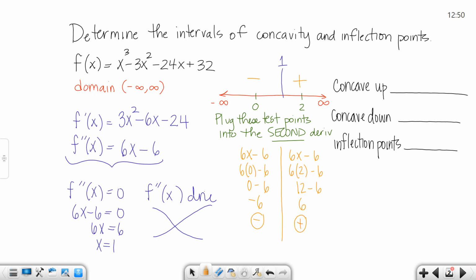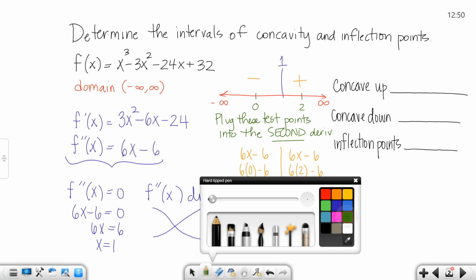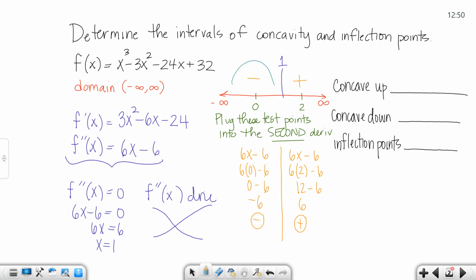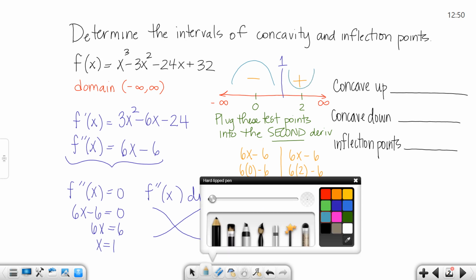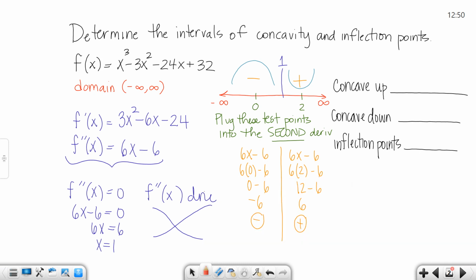Now this is not increasing, decreasing, so don't draw arrows, but it does tell you a lot about the graph. So this first one you'll notice it's negative. That means it's concave down. The second one you notice is positive. That means it's concave up. So this particular graph is concave up from 1 to infinity. It's concave down from negative infinity to 1.